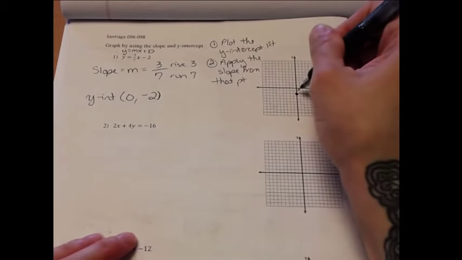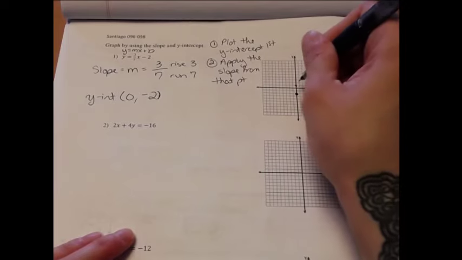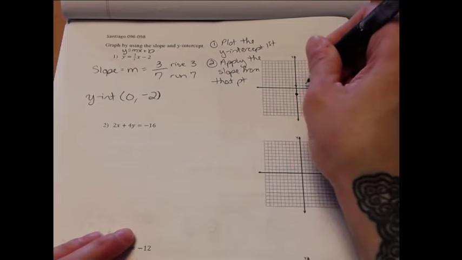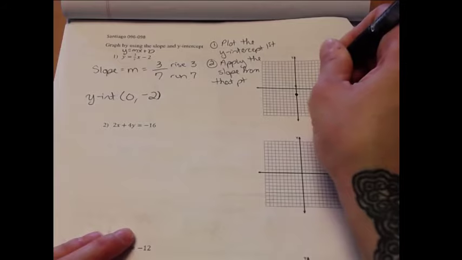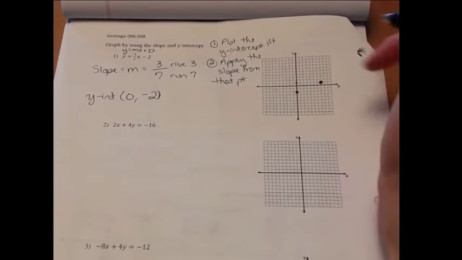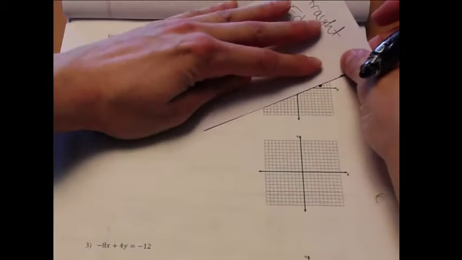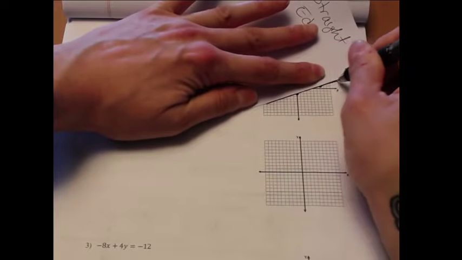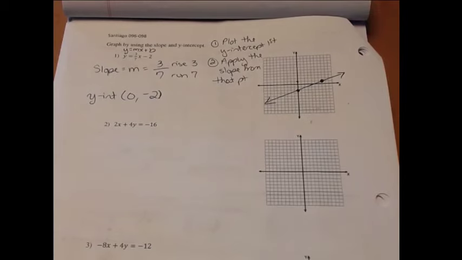So from this point, we're going to rise 3 units. So 1, 2, 3. Oops, sorry, I didn't mean to put a point there. We're going to rise 1, 2, 3, and then run 1, 2, 3, 4, 5, 6, 7. So there's my second point. Again, I didn't mean to mark that. So you rise 3, you run 7, and then connect it with a straight edge. See if I could do this all nice and neat. Beautiful. And voila, you have your line. It's literally as straightforward as that.